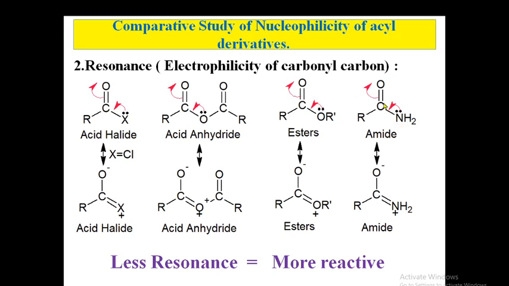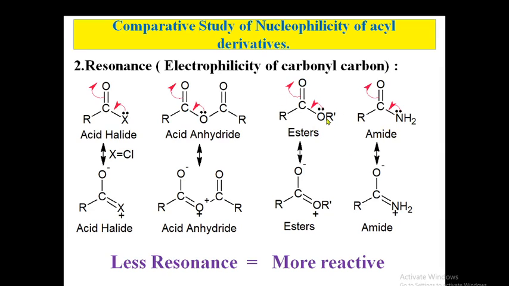In the case of amides, if we show this resonance or delocalization of pi electrons, this carbon gets the positive charge and that is well stabilized by electron pair donation of the unshared electron pair present on nitrogen. So here amides show effective resonance. Therefore the electrophilicity of this carbonyl carbon decreases and hence amides are less reactive.